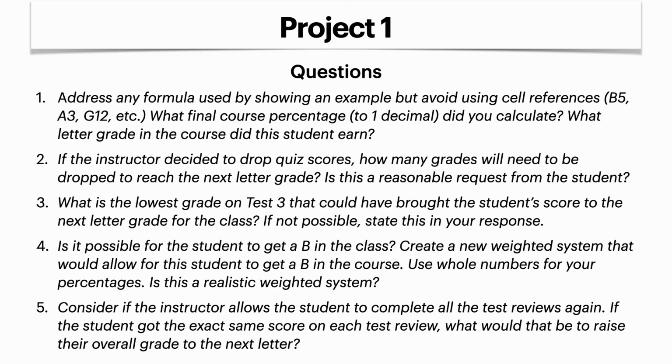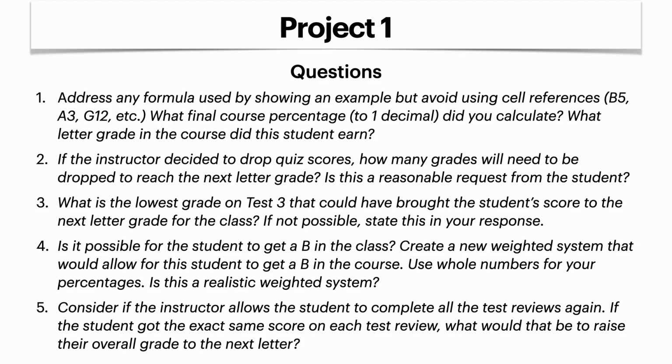Number 2, if the instructor decided to drop quiz scores, how many grades would he need to drop to get the next letter grade? So you're going to drop the student's lowest quiz scores and see how many drops it would take for the student to get the next letter grade. Whatever you found their final letter grade to be, you're going to tell me how many it would take, okay?